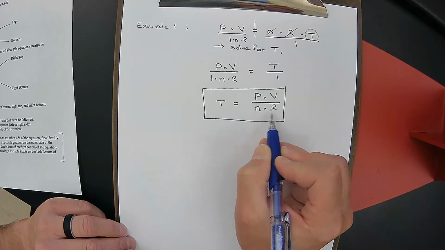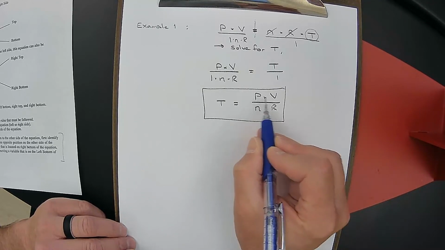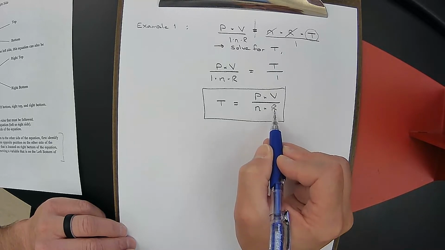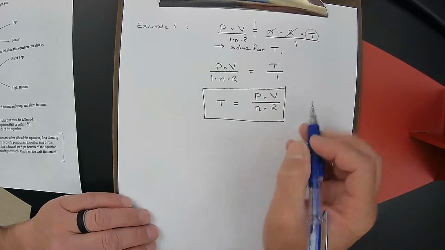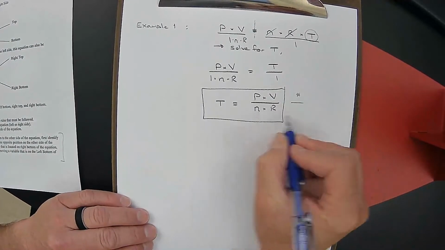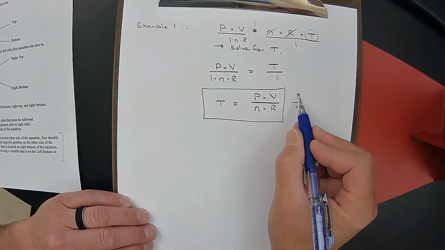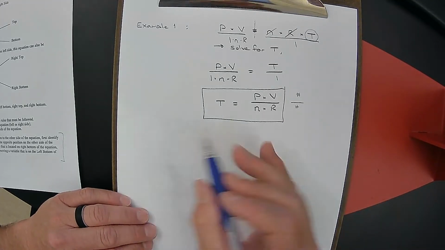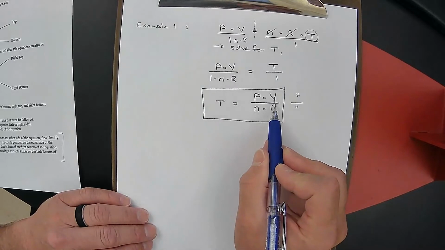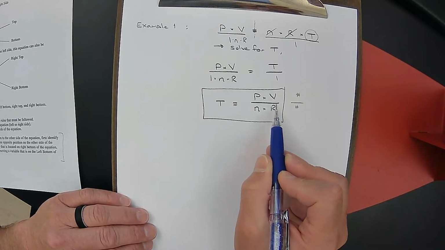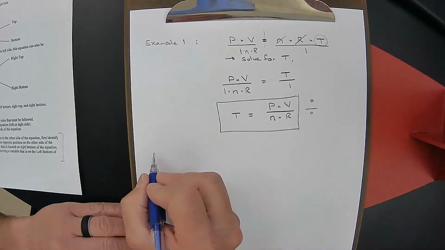But because N and R are both on the bottom, you have to divide by both of them. So it's pressure times volume divided by the number of moles, N, and divided by R. Some students like to multiply these 2 to get a number, multiply these 2 to get a number, and then you just take that number and divide it by that number. That's perfectly fine. But if you're going to do it all in one step, this times this divided by N and divided by R, because R is on the bottom of the equation.